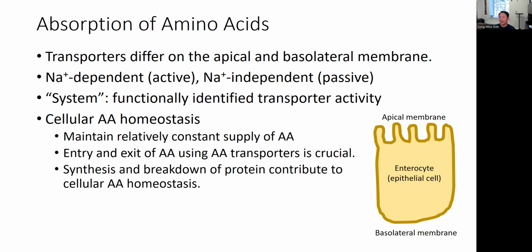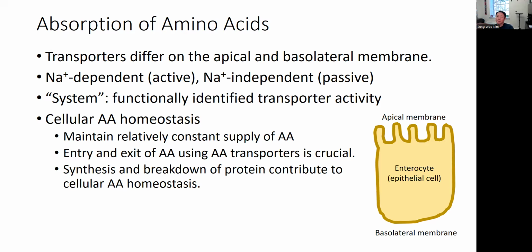There is not only one transporter; there are many different types of transporters responsible for handling the absorption of all these 20 different amino acids. Depending on the amino acid and on which transporters are involved, it can be active transport or passive transport. Active transport means that when the amino acid is absorbed, it will spend energy. Passive transport means it doesn't require energy to be absorbed.